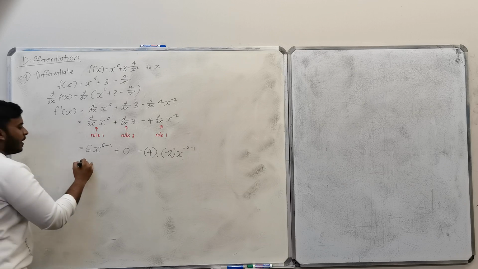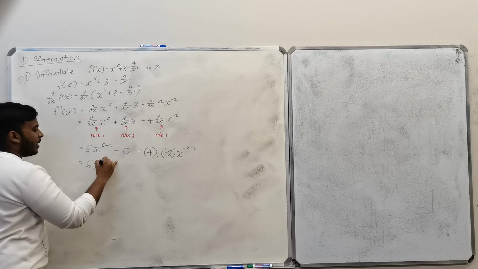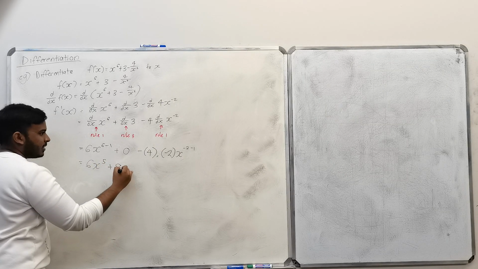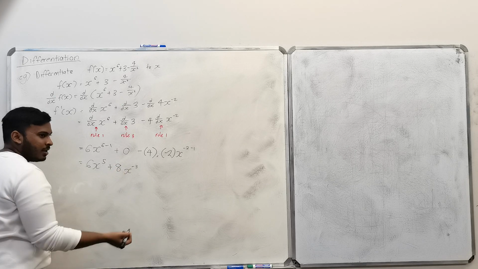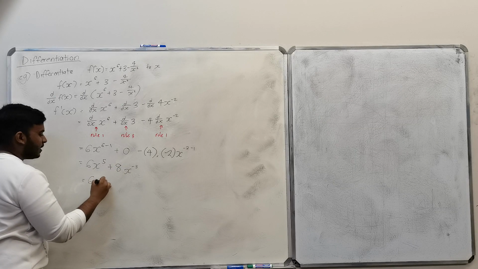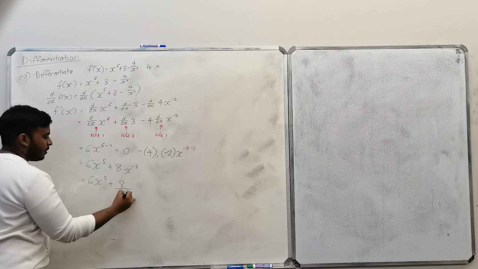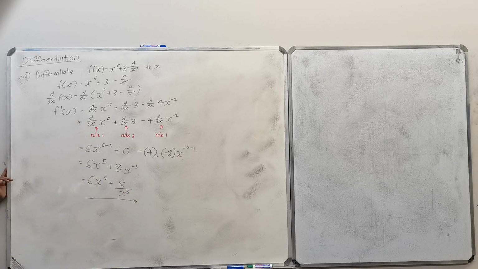This would be 6x to the power 5 plus 8x to the power minus 3, which is 6x to the power 5 plus 8 over x cubed. Valid? So you use rule 2 there also to get that equation. With rule 2, when you see a constant multiplied by a function, you remove it.